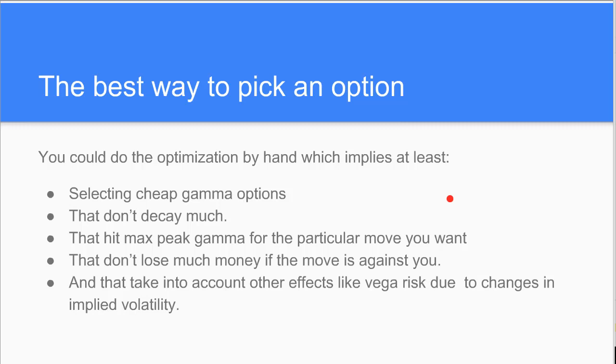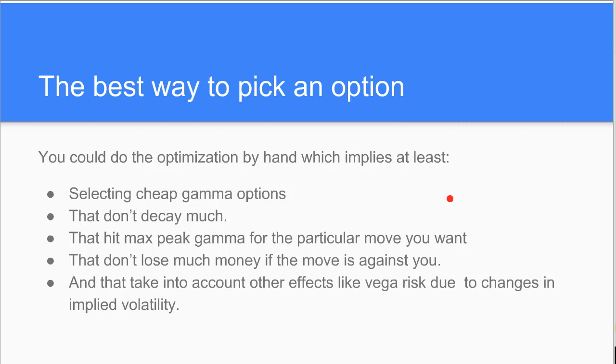Also, they should hit max peak gamma for the move that you want. I mean, your thesis says, oh, I think this is going to move 10 points in 20 days. So your option should hit the peak, should become at the money or just barely in the money when the move happens. So it's an easy way to design the trade. And also, it shouldn't lose much money if the move is against you.